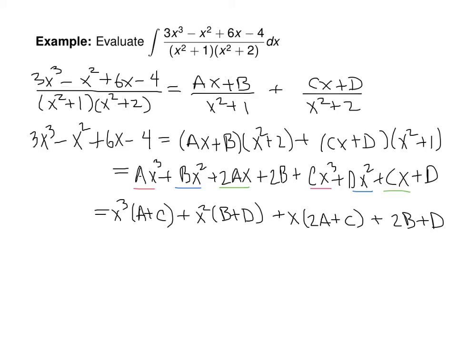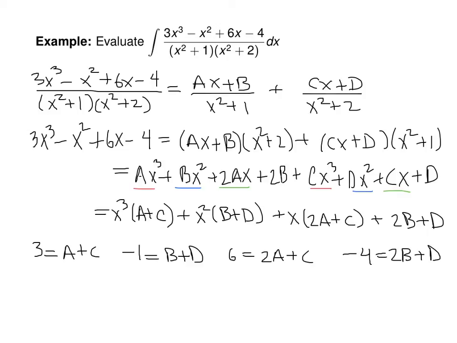So now we have that 3 will equal A plus C, negative 1 will equal B plus D, and 6 will equal 2A plus C, and negative 4 equals 2B plus D.